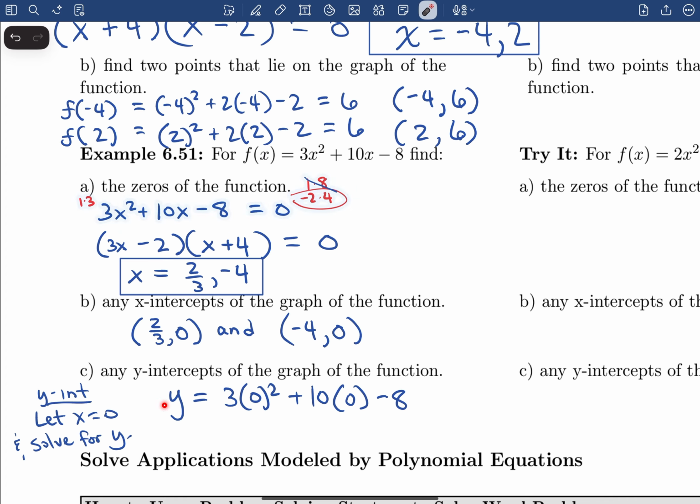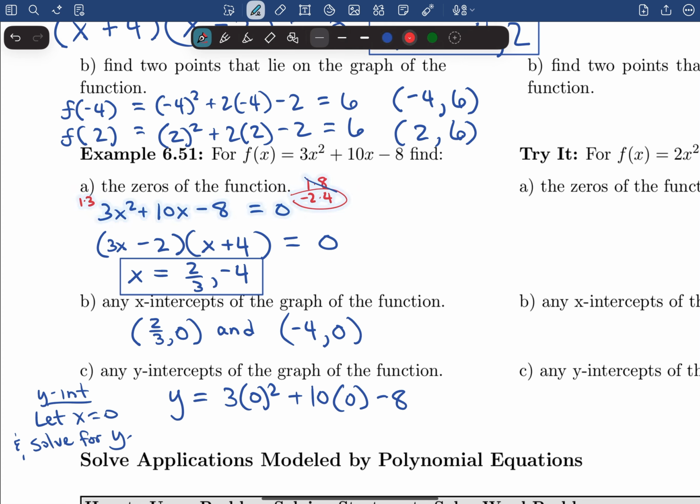Well, what just happened? What is this stuff? That's the original function, f of x equals 3x squared plus 10x minus 8. But we're going to let x equal 0, so these x's become 0. And remember, f of x is just y. Now if we solve for y, it's very easy because the stuff that is multiplying 0 cancels, and we find that y equals negative 8.